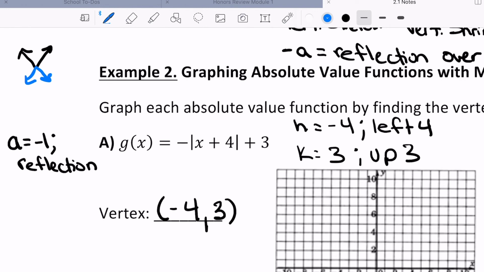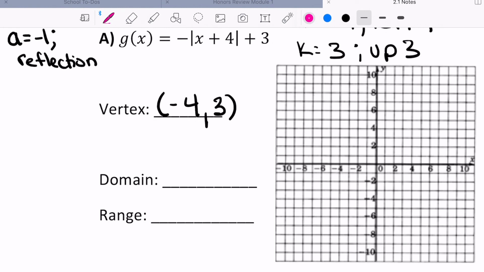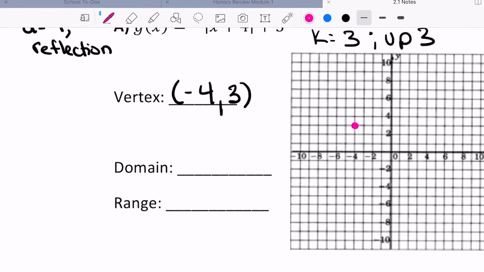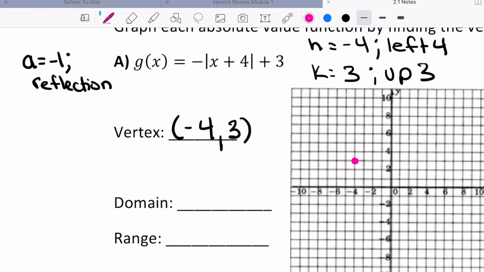Okay, so moving on, let's go ahead and find additional points to graph. Negative 4, 3 means we are reflecting down. I'm going to graph my coordinate, negative 4, positive 3, and I know it's going to open downwards. Remember, we need to find 1 point on the left, 1 point on the right. So left of negative 4, I'm just going to pick negative 6, and I'm going to substitute it in for x. So negative absolute value of negative 6 plus 4, plus 3.